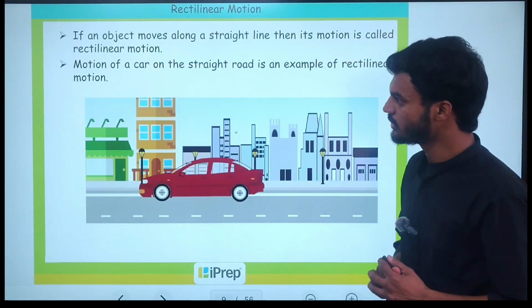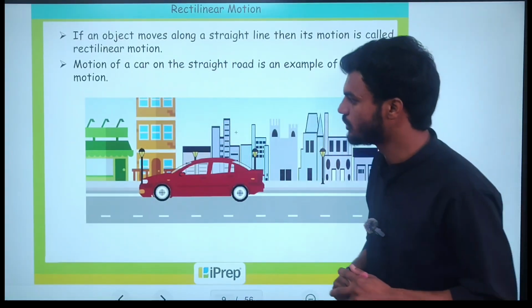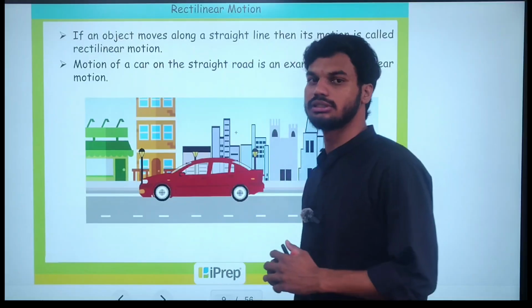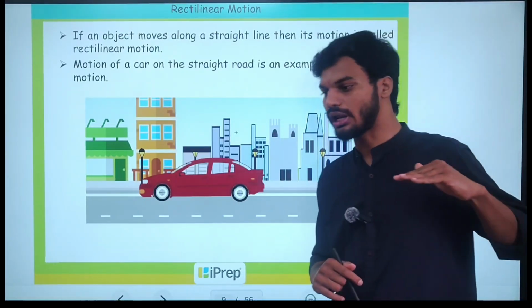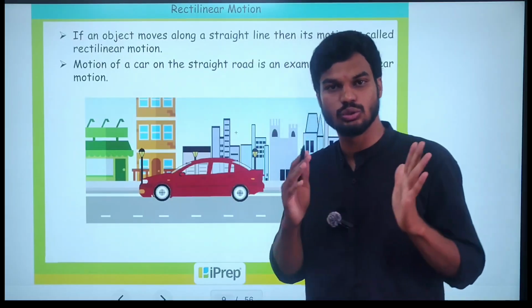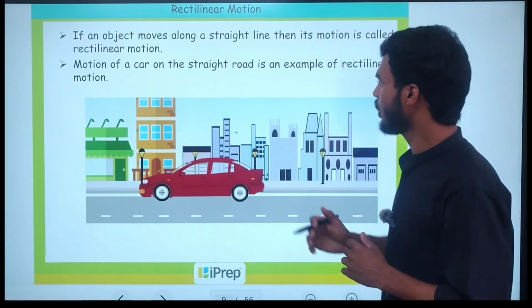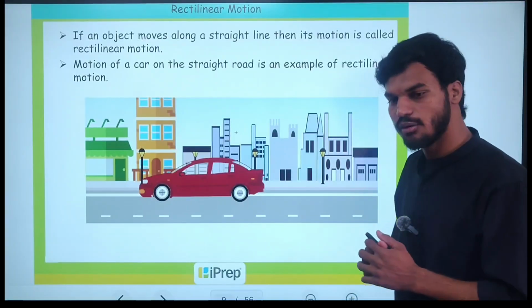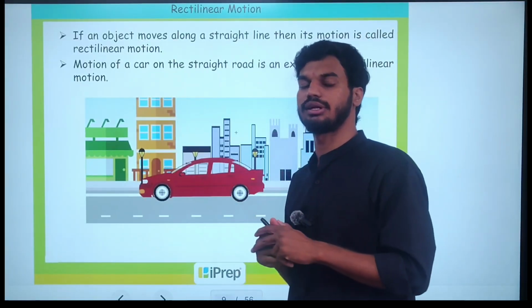Next, rectilinear motion. If an object moves along a straight line, then it is called rectilinear motion. Simply, rectilinear motion means the object travels in a straight path. Motion of a car in a straight line is an example. The example of rectilinear motion is a car moving along a straight road, a straight path.